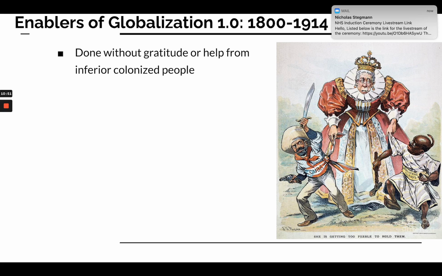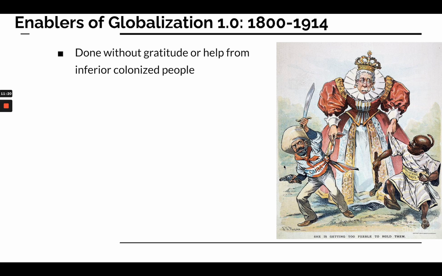And he also notes that this is done without gratitude. The colonized people will not be grateful for this, and they will not help. And for Kipling and for the Enlightenment thinkers that have given some of these ideas to European culture, these are, again, inferior colonized people, as depicted here, where the Spanish monarchy, civilized but old and weak, is trying to hang on to the Filipinos and the Cubans, who are not depicted graciously, especially in the case of the Filipino.